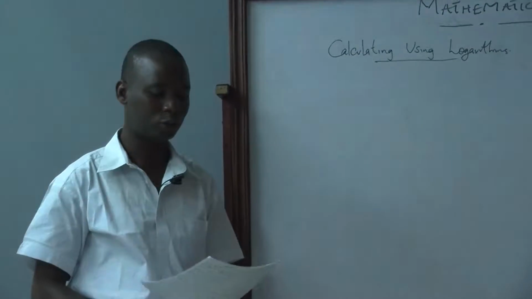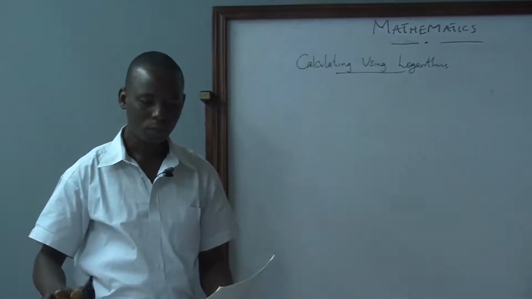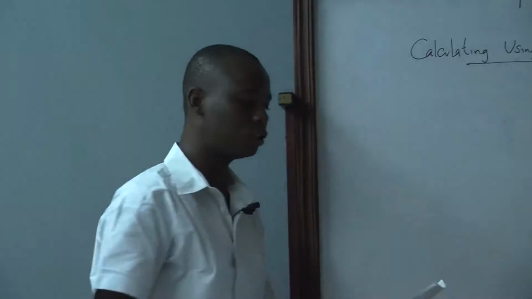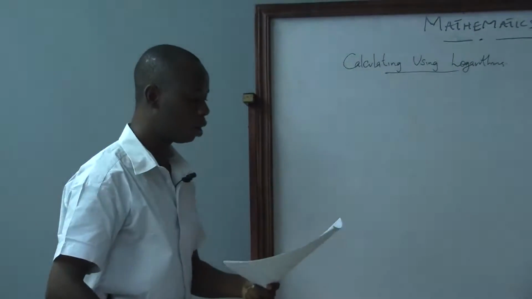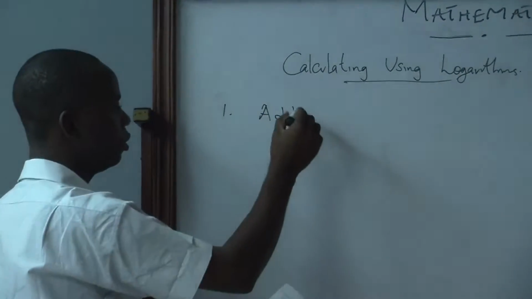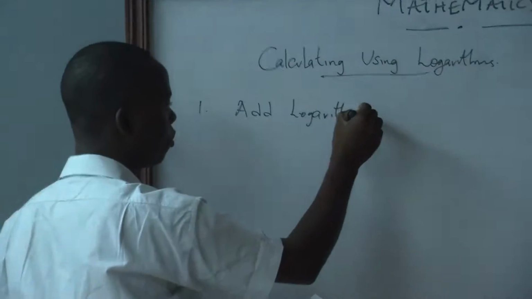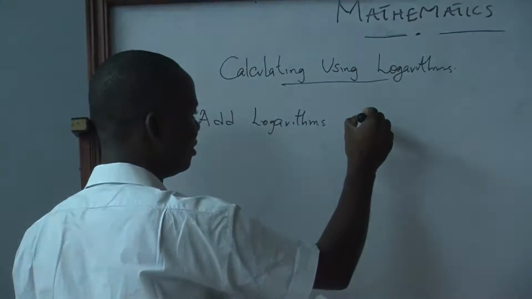Now let's look at the principle, because this principle actually depends on the laws of indices. There is a beautiful relationship between indices and logarithm, and this knowledge is what we'll be making use of in our calculations in logarithm. Let me quickly put up what will be. The first thing is you add logarithm when multiplying.